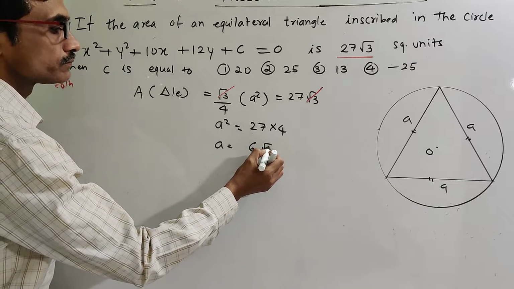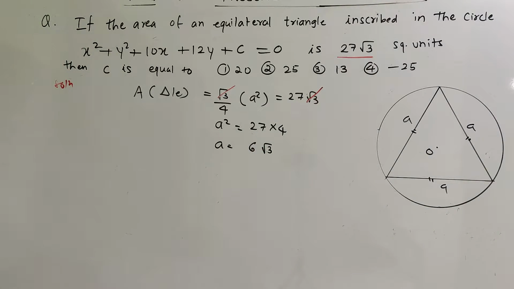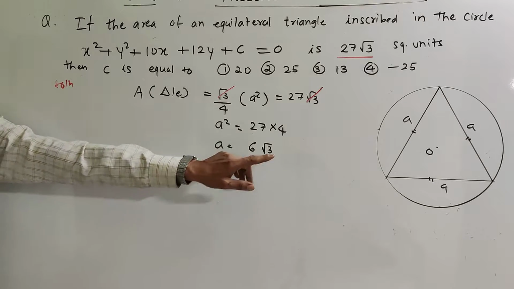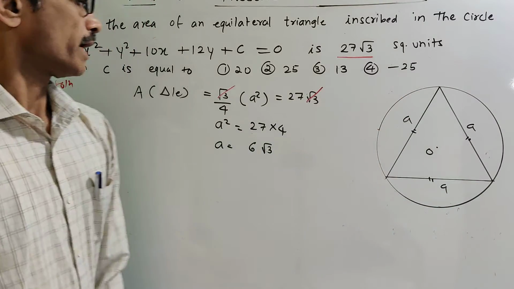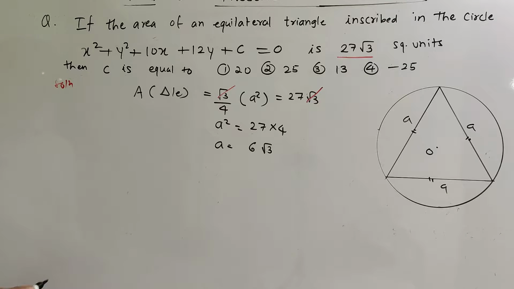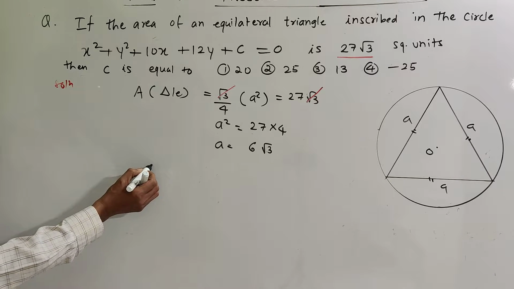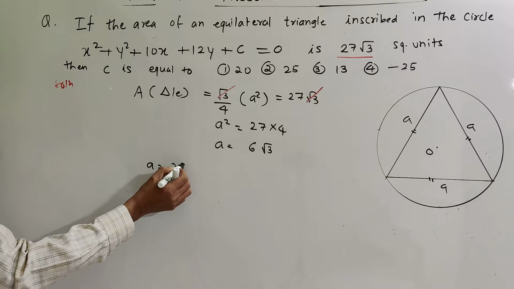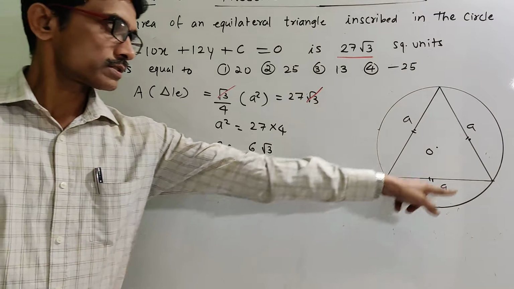6 root 3. That is the side of the triangle, and we have by the sine rule that a is equal to 2r, where r is the circumradius of this.